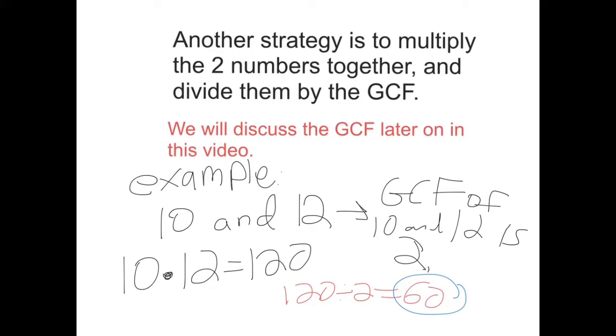So we multiplied the numbers together. 10 times 12 is equal to 120. The greatest common factor of 10 and 12 is 2, so we divide 120 by 2, which is 60. So the least common multiple of 10 and 12 is 60.